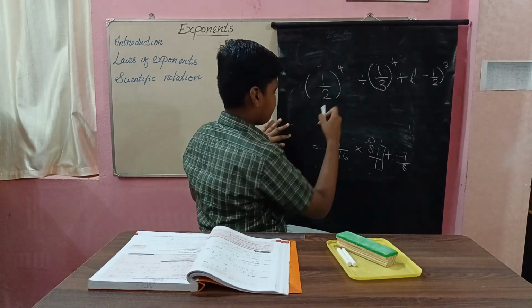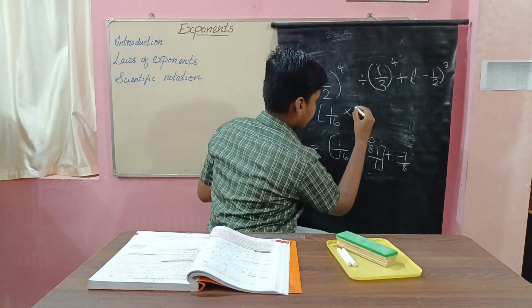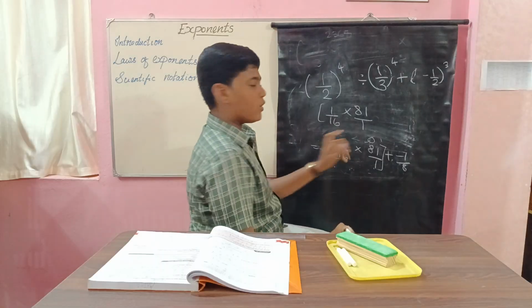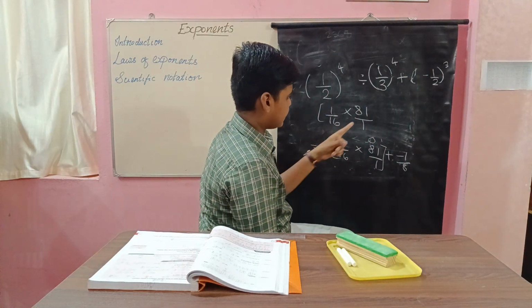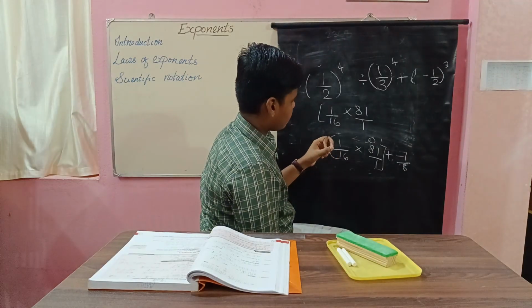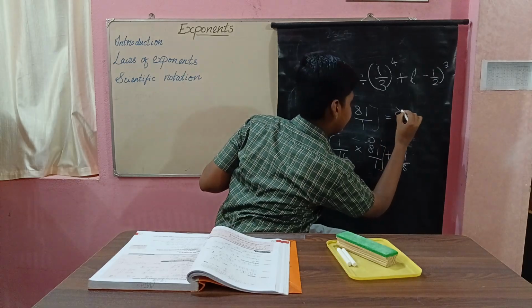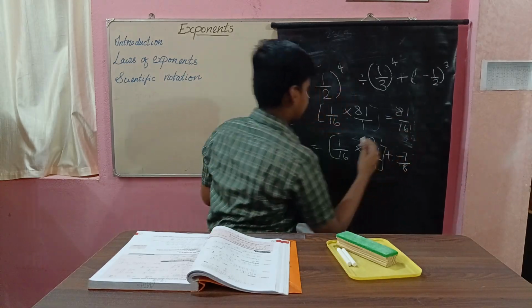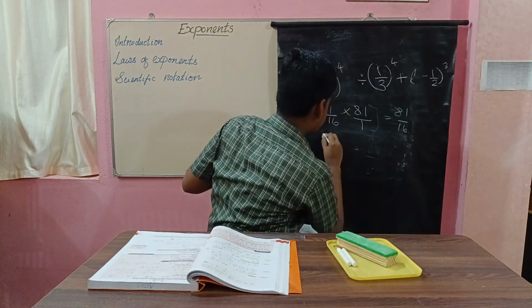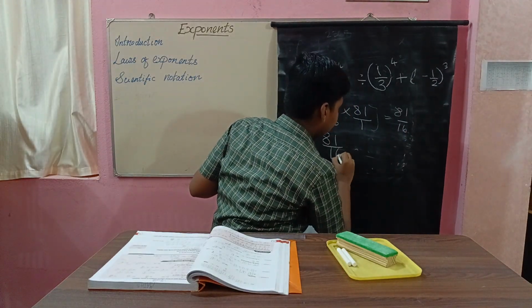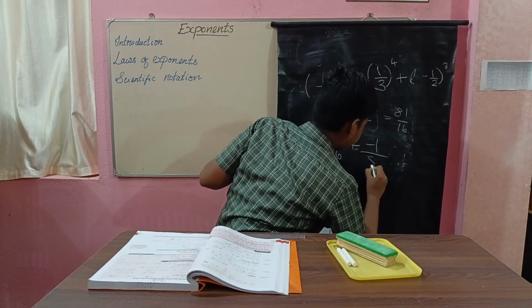Okay, now let's take a step up. 1 by 16 into 81 by 1. Now how to solve this? 16 and 81. 16 table, this does not go. Or maybe it's not divisible. Yeah, it's not divisible. So we can write it as 81 by 16, because 16 and 81 are not cancelable. 81 by 16 plus minus 1 by 8.